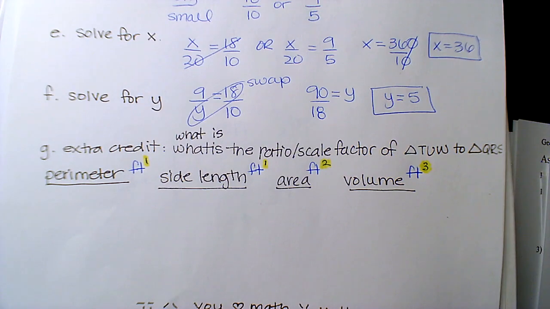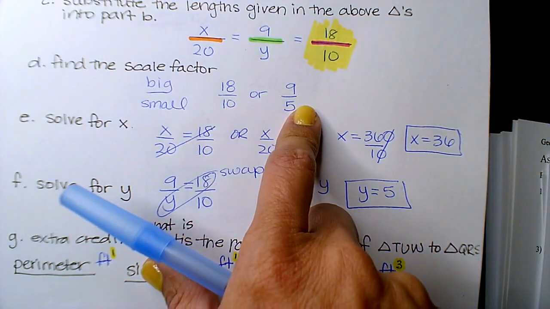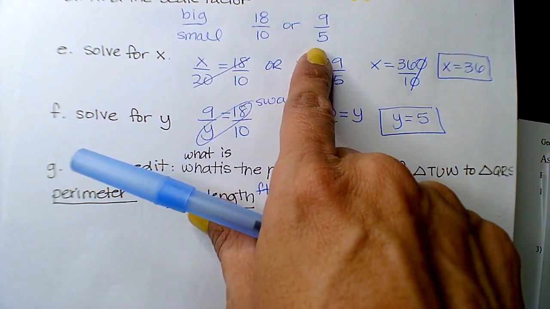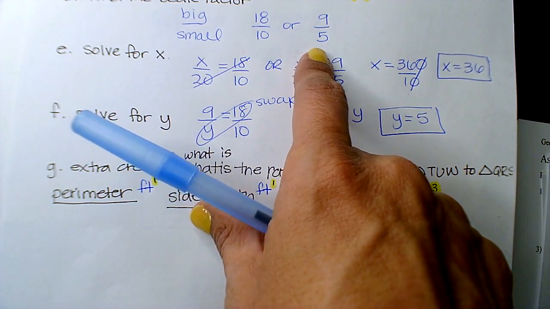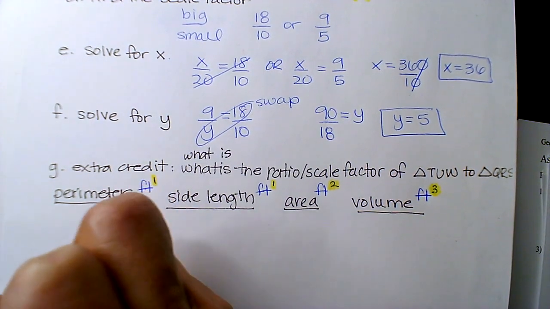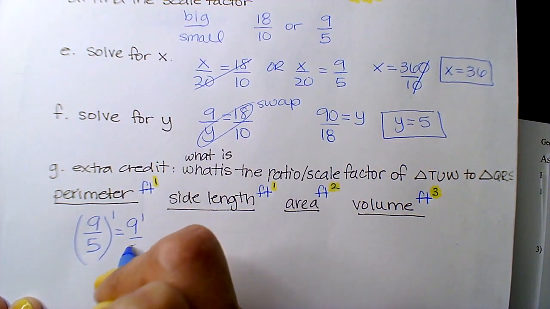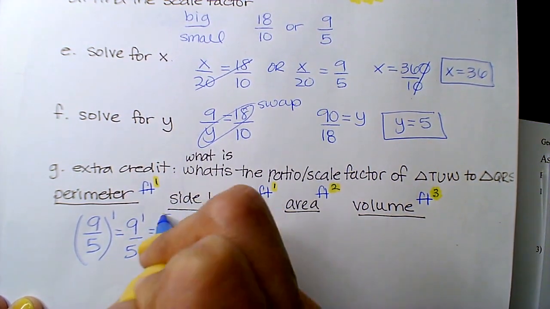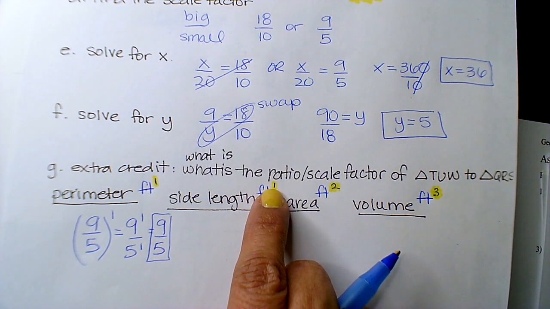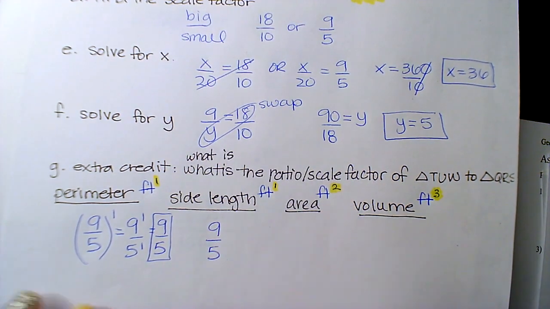So here's what I mean. Say the scale factor for this problem is 9/5, and I decide to make it a 3-dimensional or 2-dimensional problem. Your perimeter is still 9/5, because what's 9/5 to the 1 power? It's still 9 to the 1, 5 to the 1, which is still 9/5. If I ask you for the side length, the exponent is still 1, so it would still be 9/5.